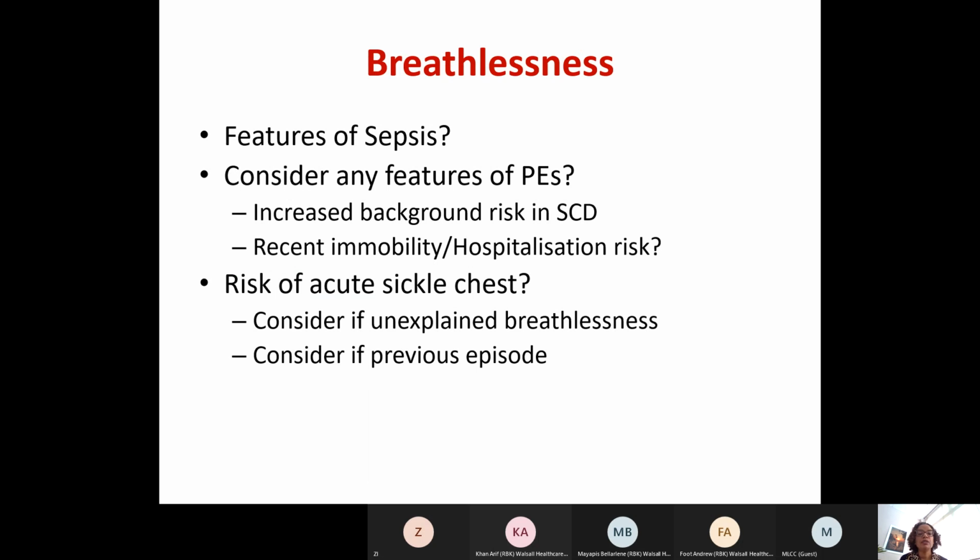So patients who present with shortness of breath, is there anything to suggest sepsis? Are there any features to suggest PEs? There is an increased background risk in sickle, about 2 to 3-fold. And then, if somebody has been in hospital, or if they've been unwell and lying in bed for a period of time, or if they've had COVID, then anything to suggest a PE. And a chest crisis. So what is a chest crisis?